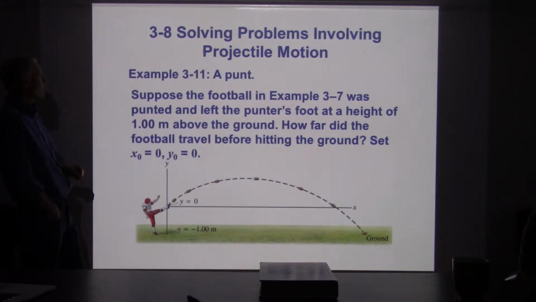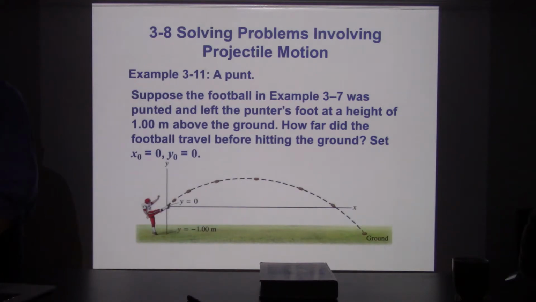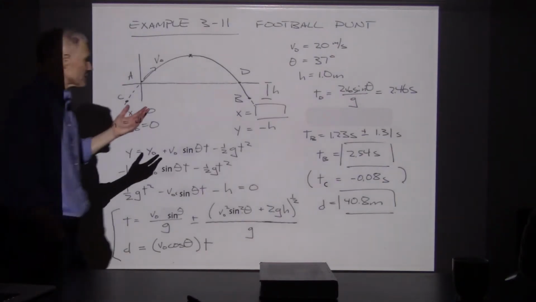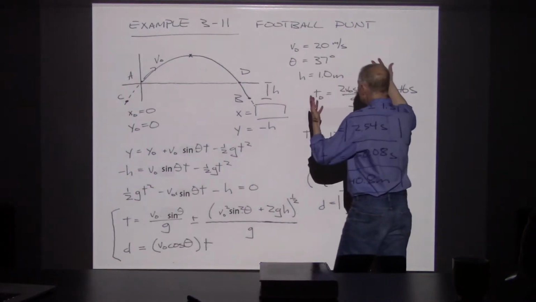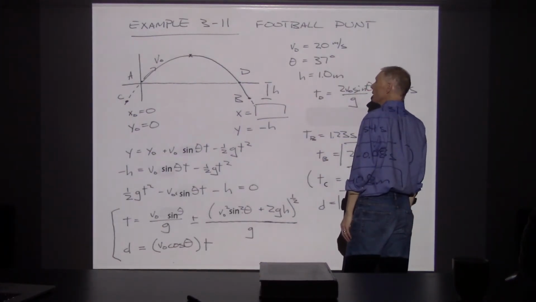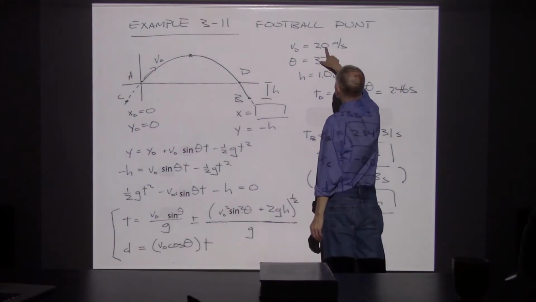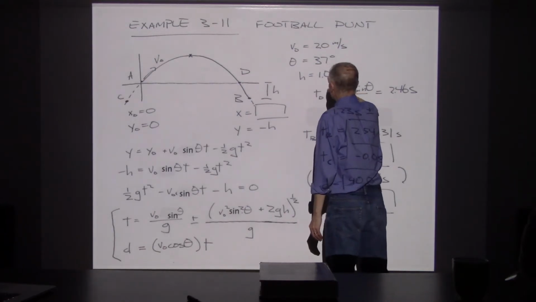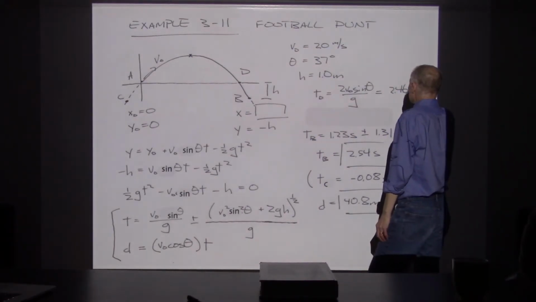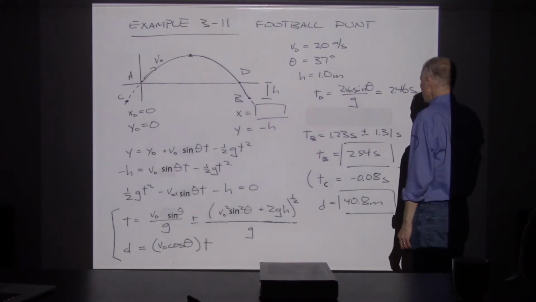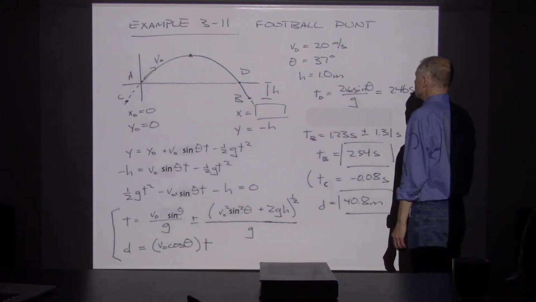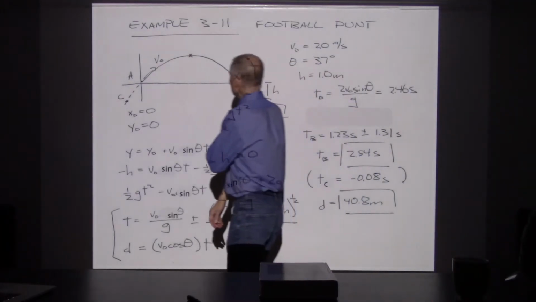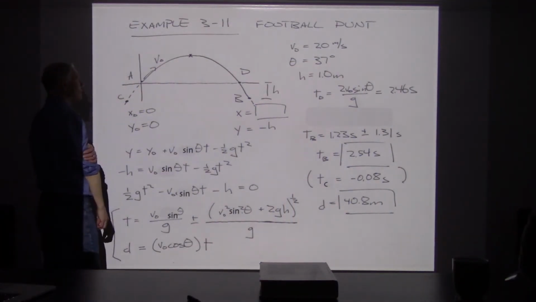Are they assuming the same speed? Huh. Okay, I guess they're assuming the same speed here. So that's what I assumed in solving it. I don't think you can get the same speed from punting that you can get from a kickoff, but if we assume the same speed, 20 meters per second, 37 degrees, height of 1 meter, okay, let's take a look at this. This is going to be a little more complicated.